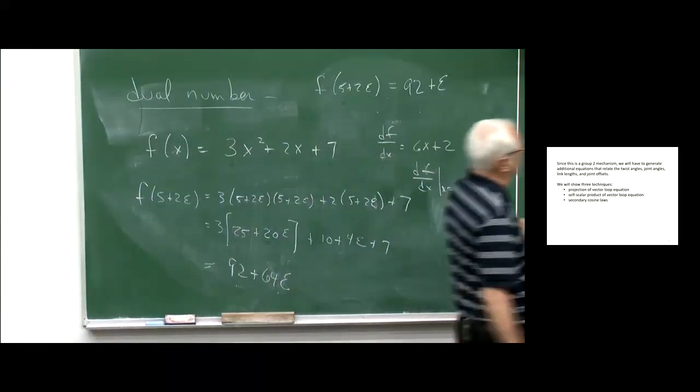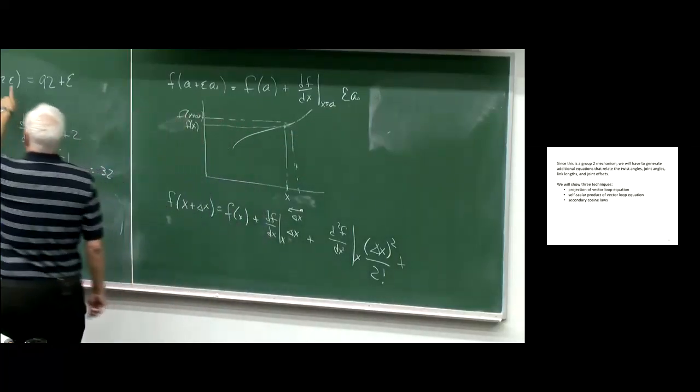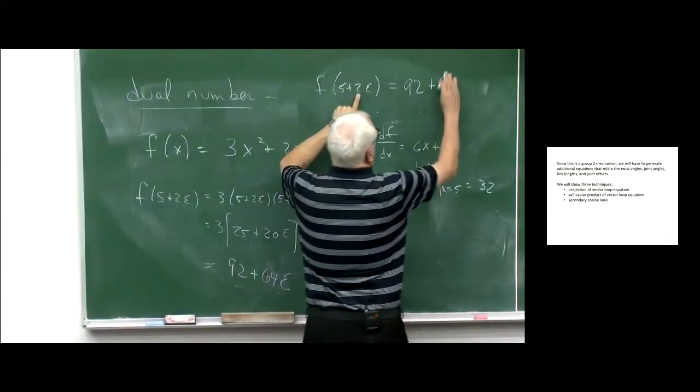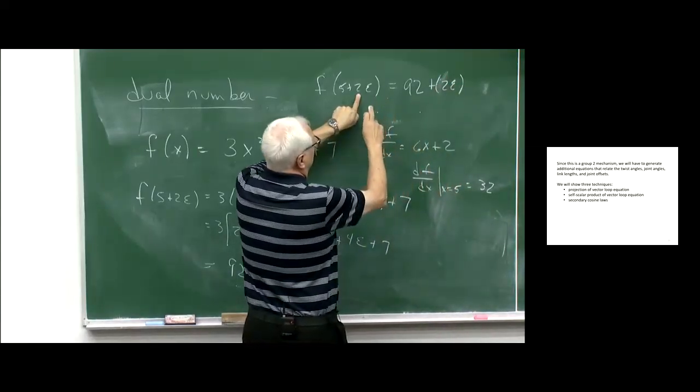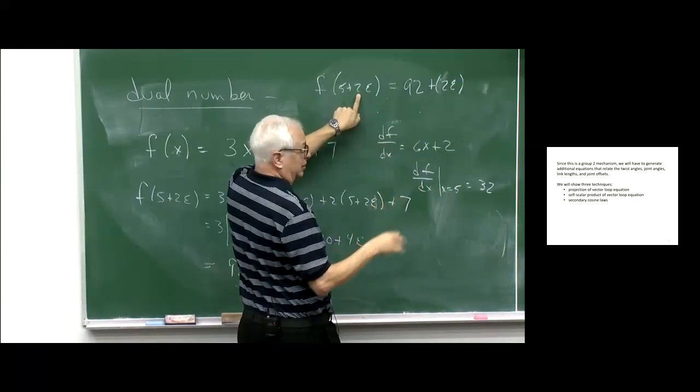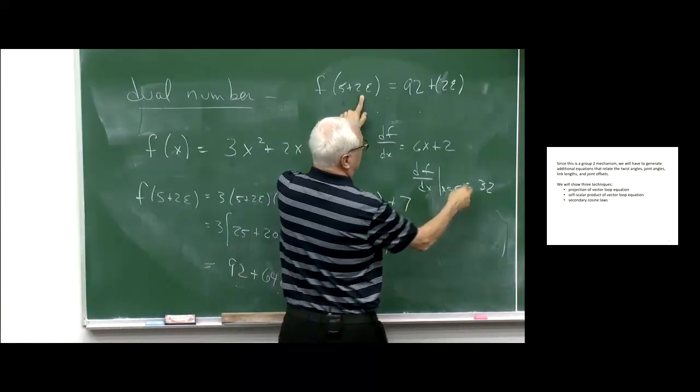And if I go back here, what did I mess up here? Epsilon a naught. In our case, a naught was 2. That's how far I tweaked it. That's my delta x, 2 epsilon, times the derivative evaluated at the expansion point.